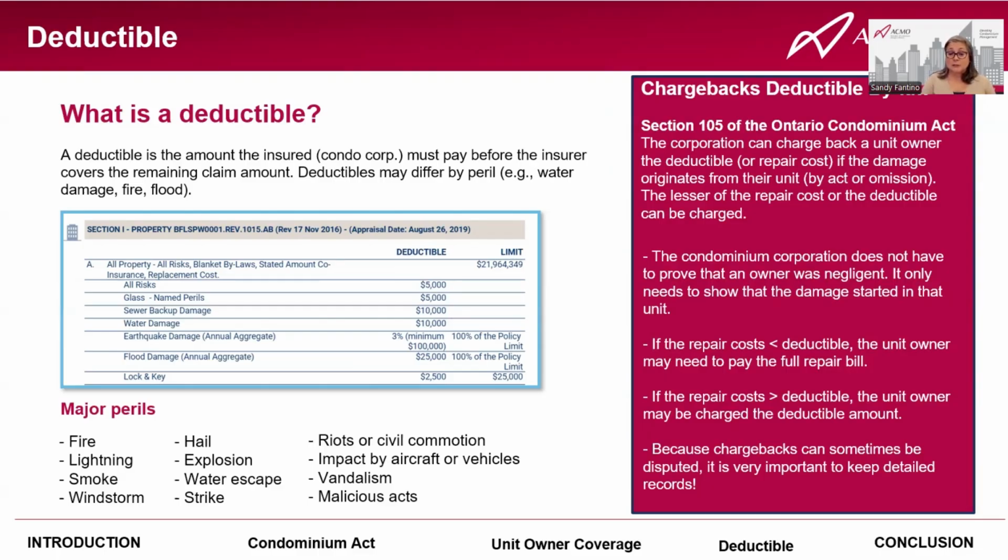Apologies, if the repair costs are below the deductible, the unit owner may need to pay the full repair. And if the repair costs are above the deductible, then the unit owner may be charged the deductible amount. Because a chargeback can sometimes be disputed, it is very important to keep detailed records, and it's very important to ensure that you have this coverage in your unit owner policy so that you can always have that peace of mind that if a claim does originate from your unit and it's above the deductible and you're charged back the deductible, you can tap into your unit owner policy to help cover that cost.